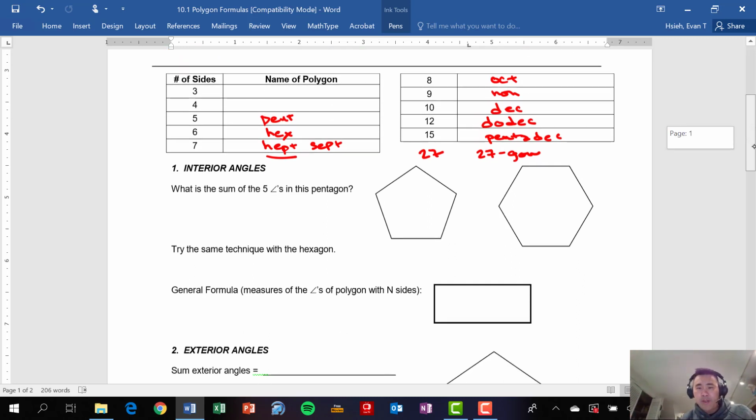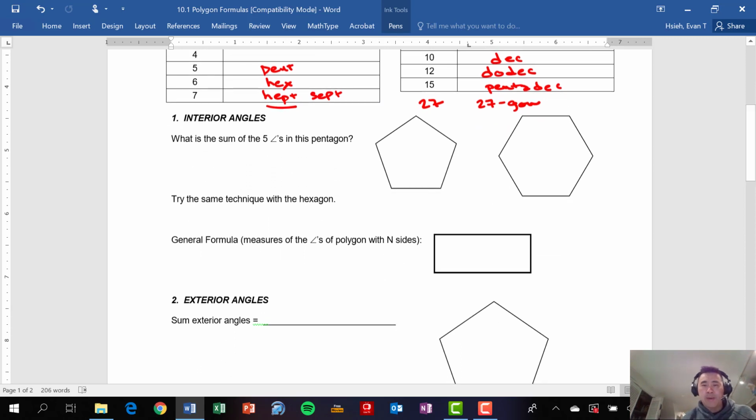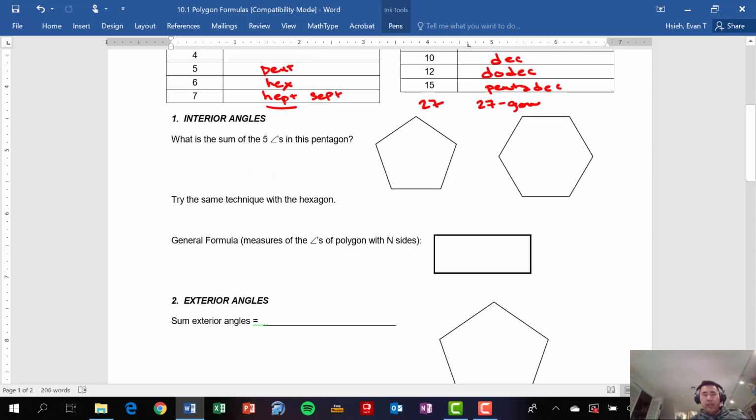Okay, there's a couple of formulas here that I'm going to quickly talk about, just informationally. How do we find the sum of the interior angles of a polygon? Well, we know that a triangle has 180 degrees, right? And we know that a quadrilateral has 360 degrees.